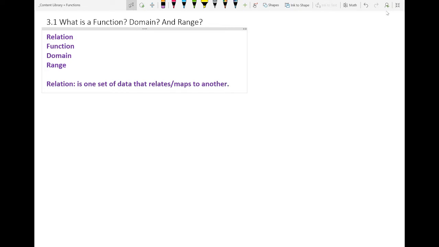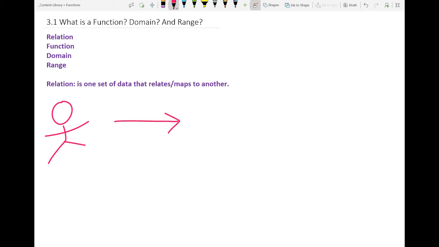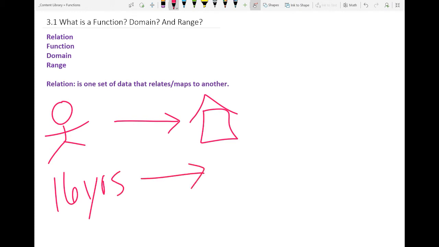Okay, so an example of this would be, let's say we had people, and that was our list, our first set of data were all these people, and our second set was their home address. So that would be one set mapping to another. You could have people's birthday, maybe, so how old they are and their birthday. Okay, so there's two examples of relations.